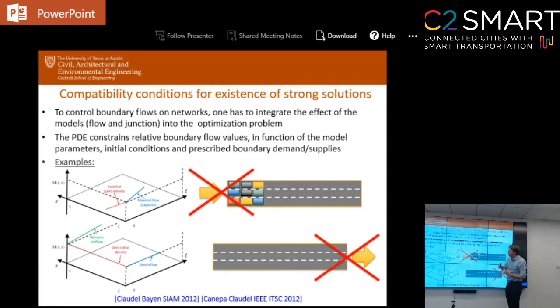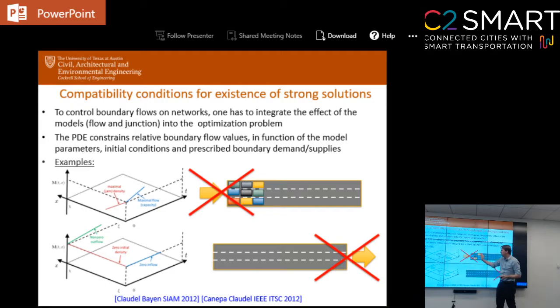And these are two examples that show you that for certain initial conditions, you have certain constraints for the boundary conditions. So imagine, for example, that you have a highway that is jammed at the beginning of the highway. So can you impose a maximum flow at this entrance here? You can't, because no flow can enter.